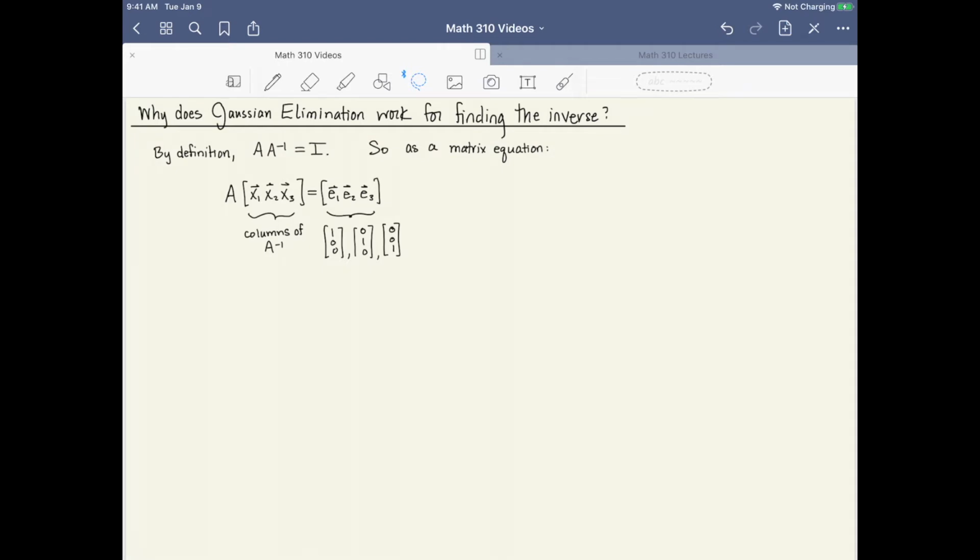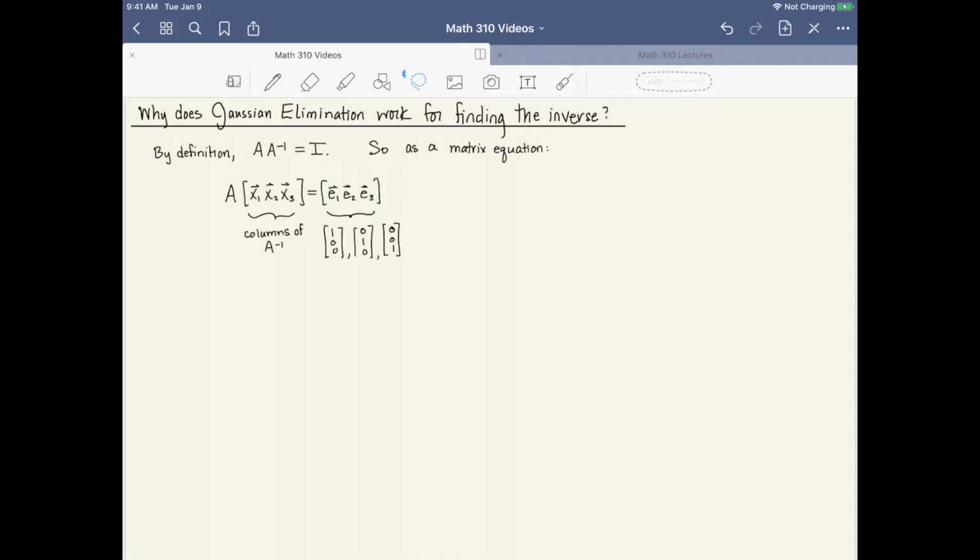That's a matrix equation. I can rewrite this matrix equation in a little bit more detailed way as A times the 3 or more columns of A inverse. If I have a 3 by 3 matrix, it would look like this, equal to the matrix built out of 3 column vectors: 1, 0, 0; 0, 1, 0; and 0, 0, 1. These are the 3 standard unit basis vectors. This is just another way of writing A A inverse equals I.